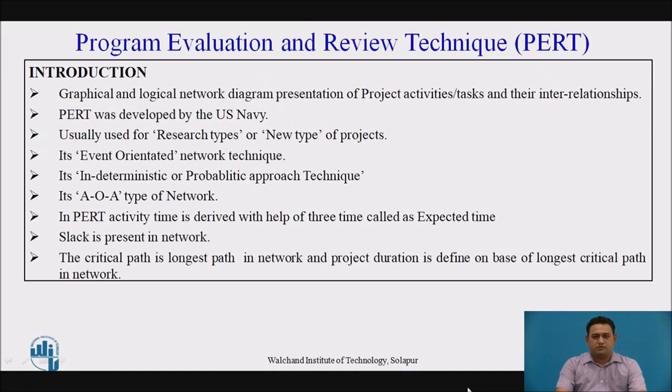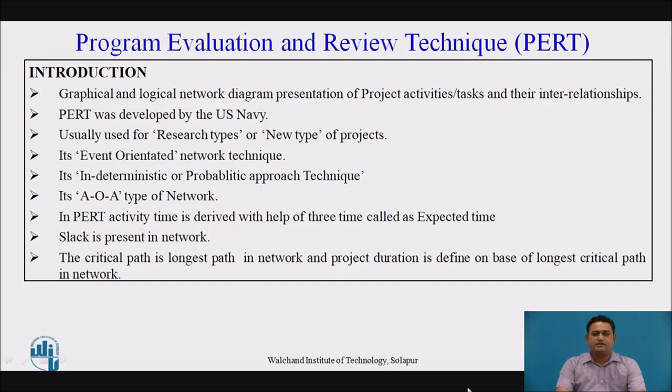PERT is a graphical and logical representation of the project and its activities. It was developed by the US Navy, and it is used for new types of projects, or you can say R&D, research types of projects. It is an event-oriented network technique. As it is an event-oriented network technique, it is a deterministic or a probabilistic type of technique.